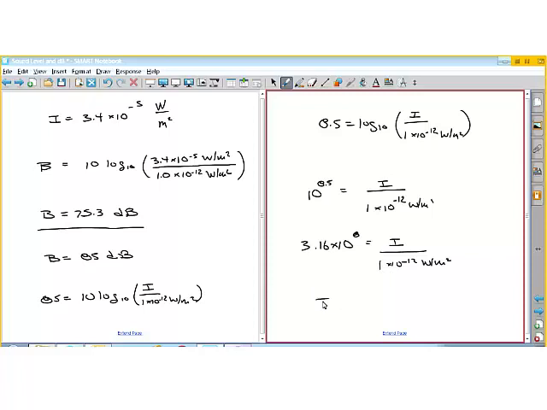Then you multiply both sides by 1 times 10 to the minus 12th, and you get the answer. So 1 times 3.16 is 3.16, and then 10 to the 8th times 10 to the minus 12th is 10 to the minus 4. So that would be the corresponding sound intensity associated with 85 decibels. So those are how you go either direction.